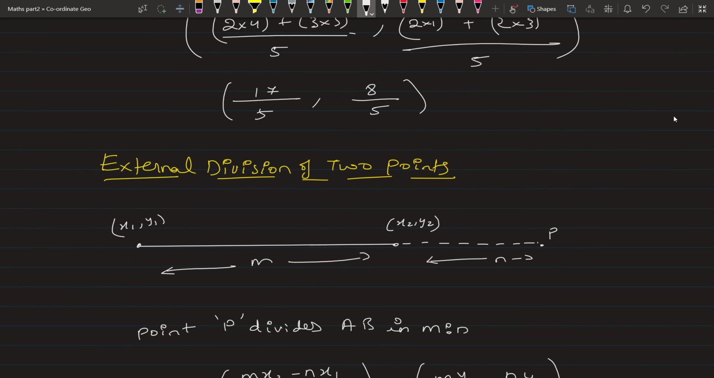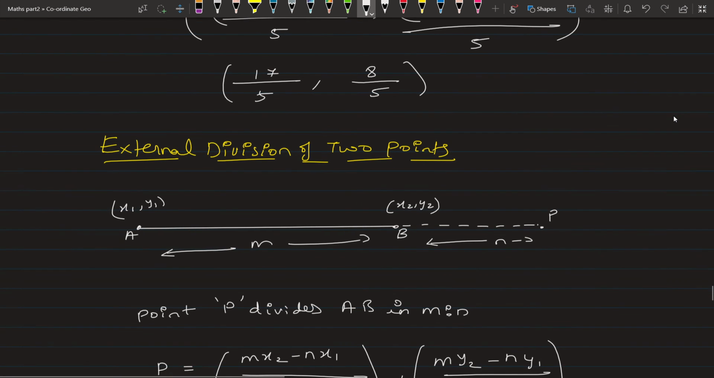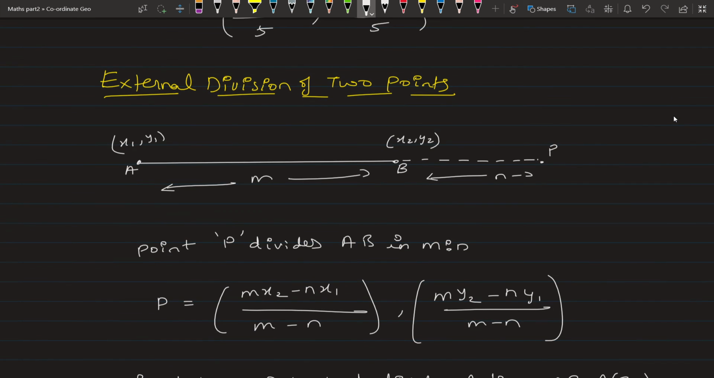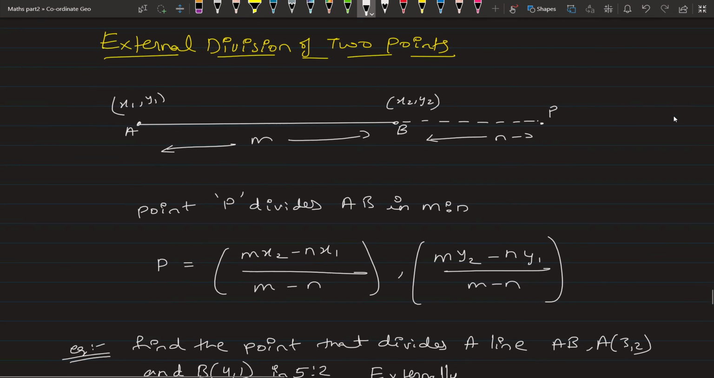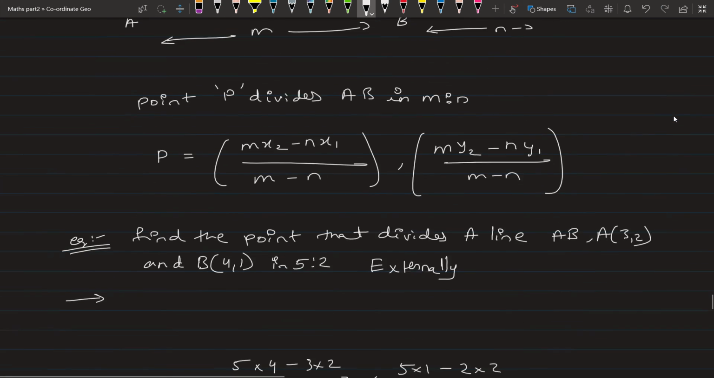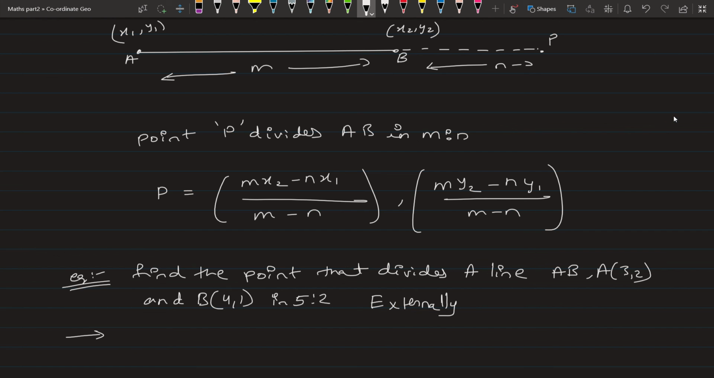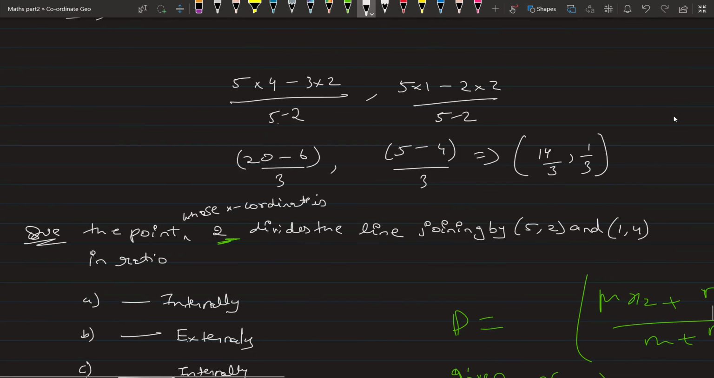So here is the external division. This is point A and point B. Point A is x1, y1 and point B is x2, y2. So the external point P divides this line segment in the ratio m is to n externally. So the formula will be m x2 minus n x1 upon m minus n, comma m y2 minus n y1 upon m minus n. So this point P divides this line segment AB in the ratio m is to n externally. So you can try these questions.